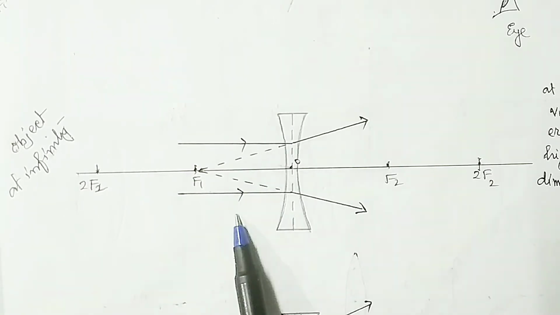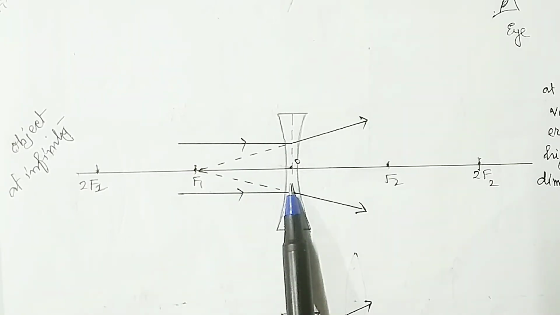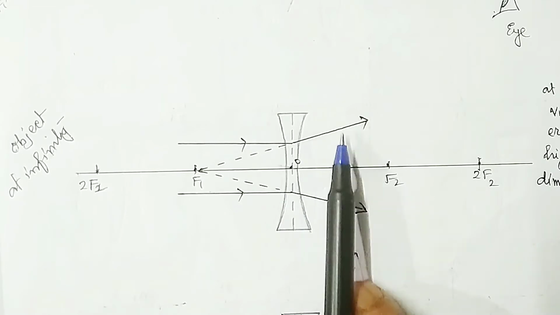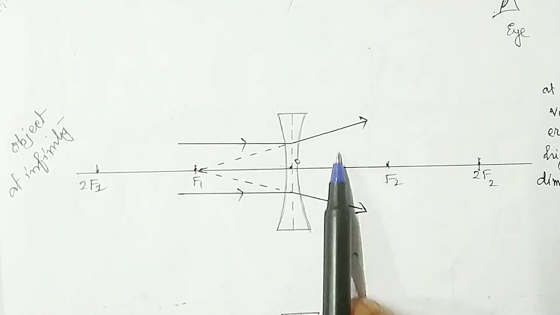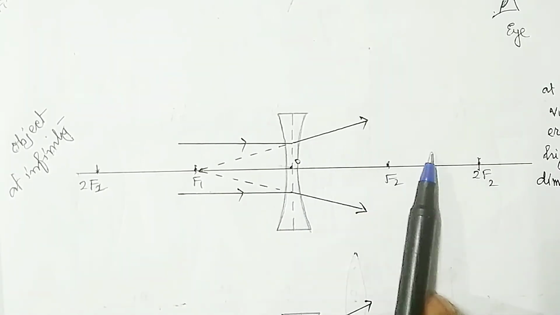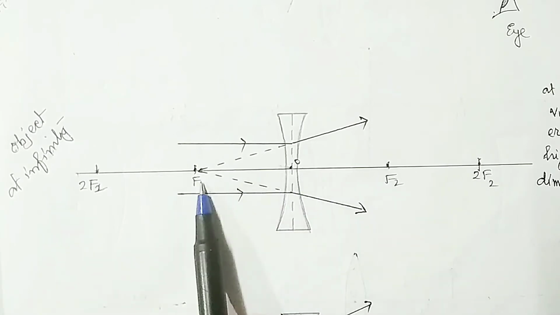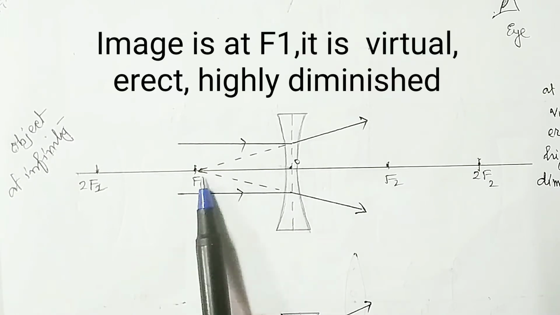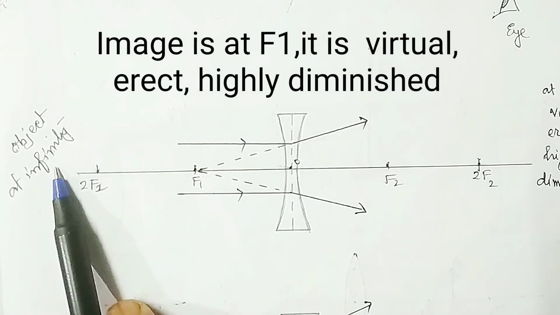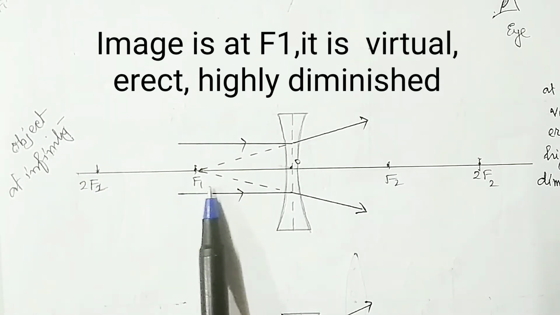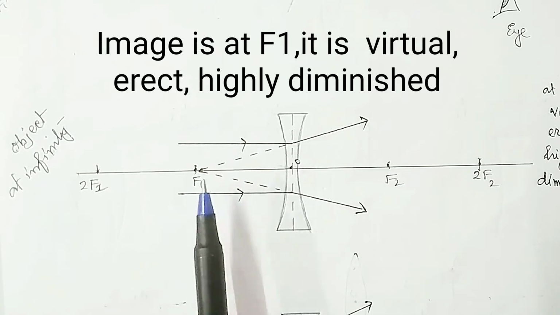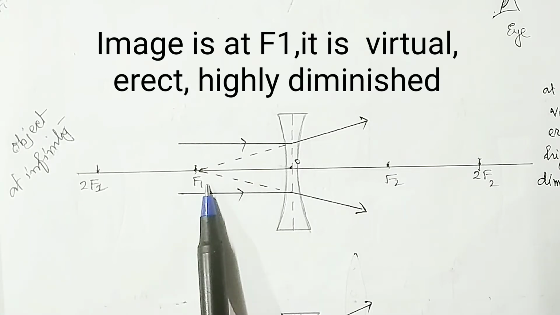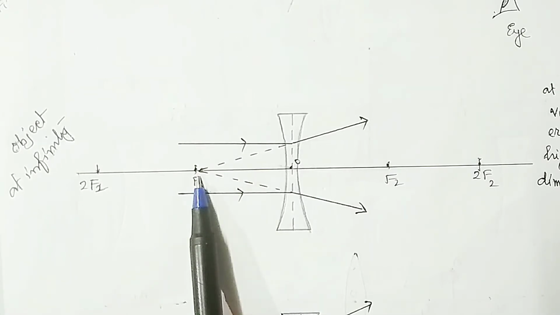When these parallel rays pass through a concave lens, they get refracted and form a diverging beam. This beam of light, on reaching the eye, appears to come from point F1, which is the first principal focus of the concave lens, and so a virtual image is formed. So when the object is located at infinity, the image will be formed at F1. It will be virtual, erect, and highly diminished.